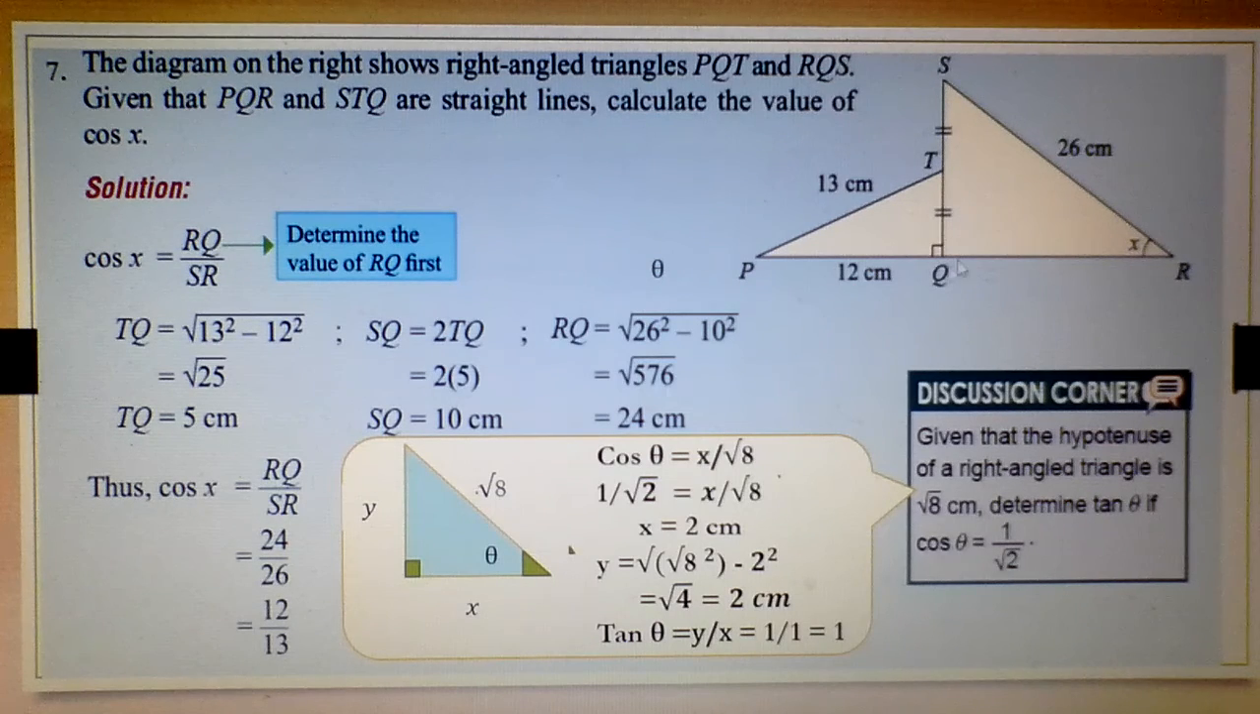Okay, so cos x is adjacent divided by hypotenuse, meaning 24 divided by 26, which is 12 divided by 13. Next, given that the hypotenuse of a right angle triangle is square root 8, determine tangent theta if tangent theta is 1/2. So I think you try to do it yourself. The answer for this one, determine tangent, finally we get 1. I think you better try yourself for this one first, then you can refer to the answer.